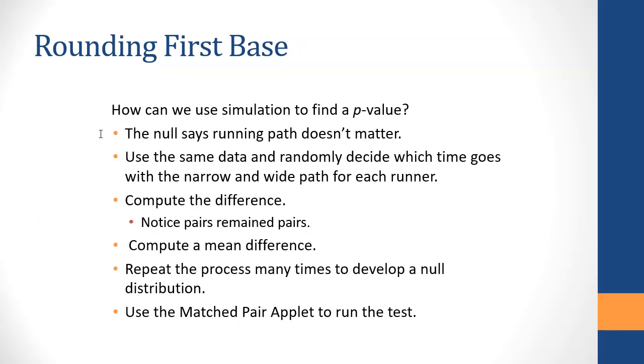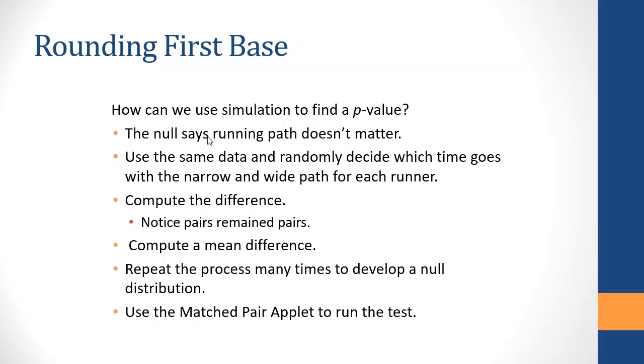Okay? So how could we do this with a simulation? Well, the null says that running path doesn't matter. So what we're going to do is use the same data, and we'll just flip the differences according to a coin. Because if running path doesn't matter, then we should see what could happen by random chance if you just randomly allocated the two times to the two paths. And that will give us a null distribution, right? And then if we repeat that process many times, that will build up the null distribution.